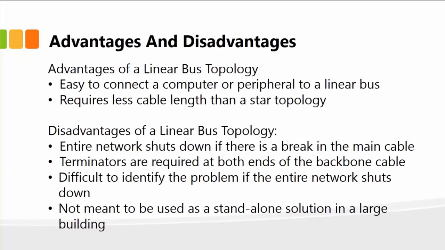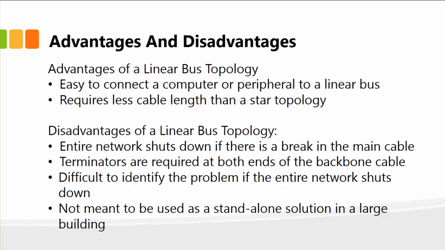So once again, the advantages and disadvantages of the bus topology: it's easy to connect a computer or a device to a linear bus. Simply hook on the computer, connect the cable, and you're on the network. You can share resources. It requires less cable length than a star topology. The disadvantage is that obviously the entire network shuts down if there's a break in the main cable. The terminators are required at both ends of the backbone cable.